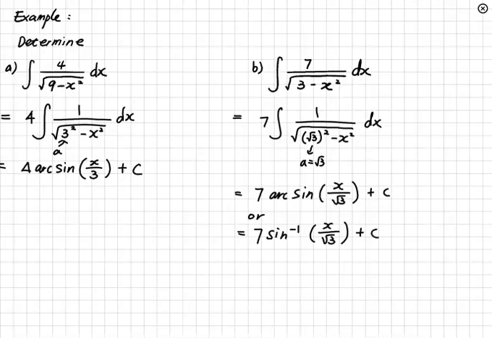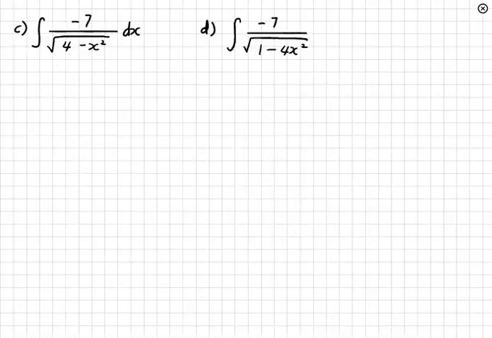Now obviously you can actually rationalize this. So you have 3 root 3 on 3x. So you can rewrite it as 7 arc sine of root 3 on 3x plus c, or you can use sine inverse as well.